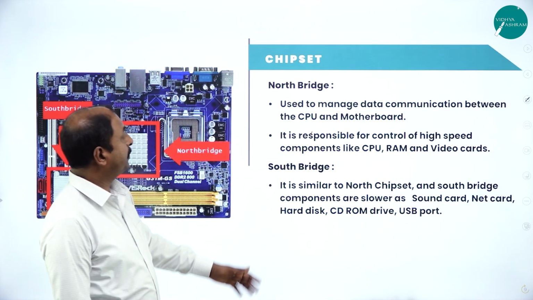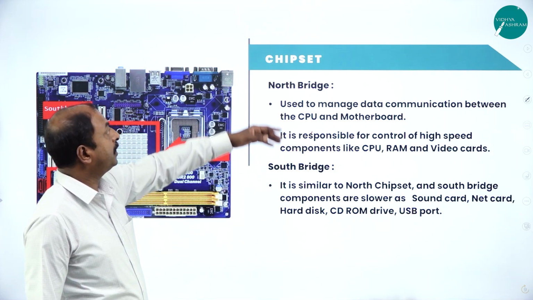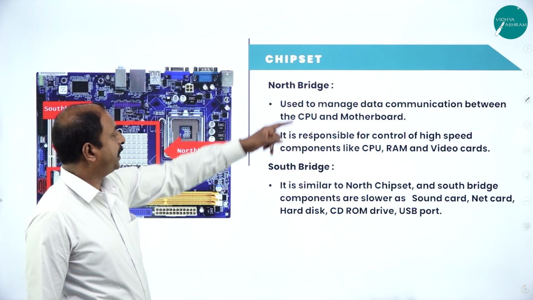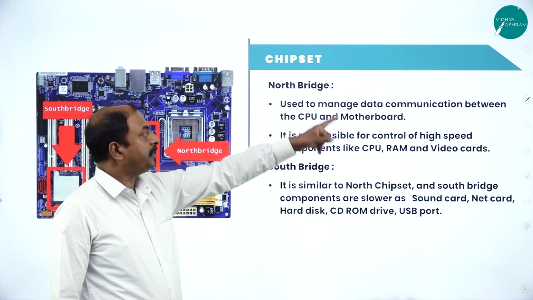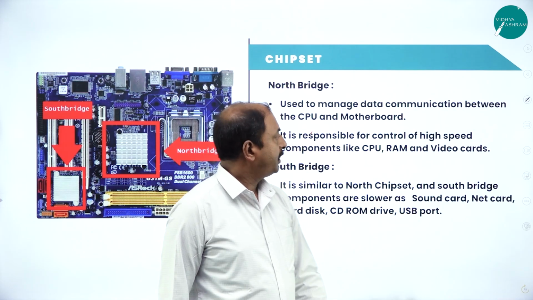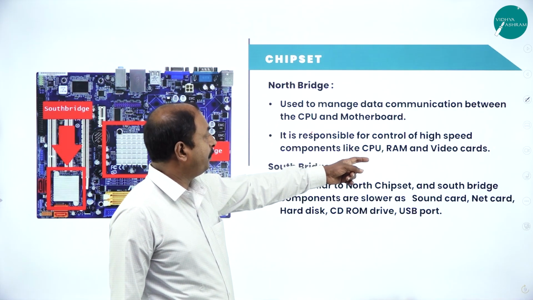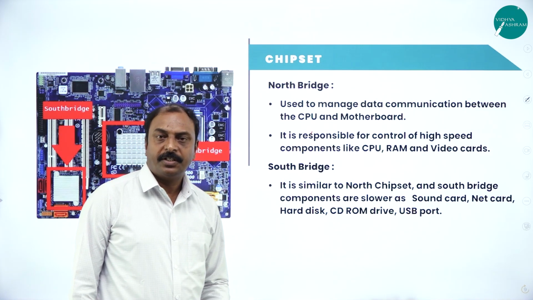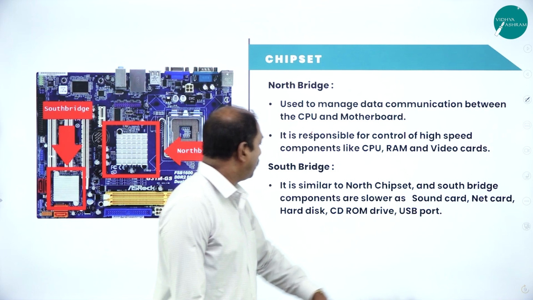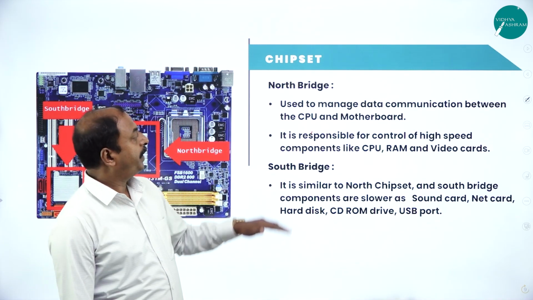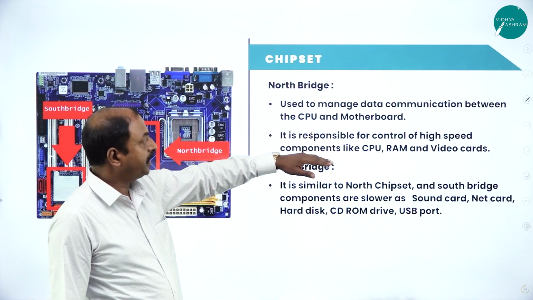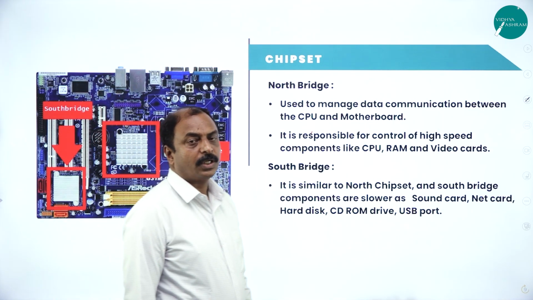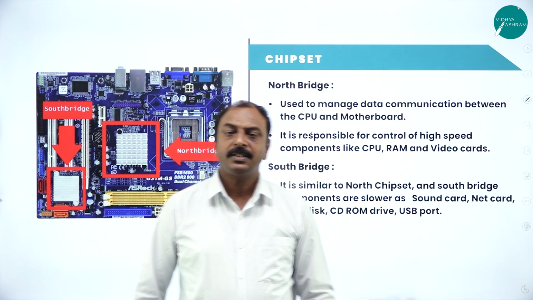So what is the difference between these two? Only communication. The chipset is a combination of 2 chips, the north bridge as well as the south bridge. The north bridge communicates with components like CPU, RAM, and video cards, and the south bridge communicates with devices like sound cards, network card, and hard disk. So as you compare these two, the communication is faster in the north bridge as compared to the south bridge. So this is one of the components on the motherboard, that is the chipset.